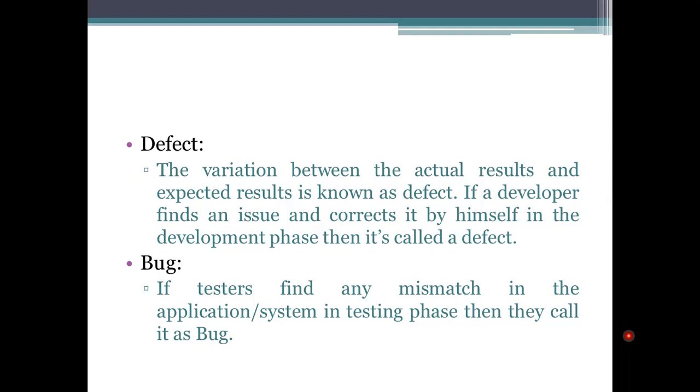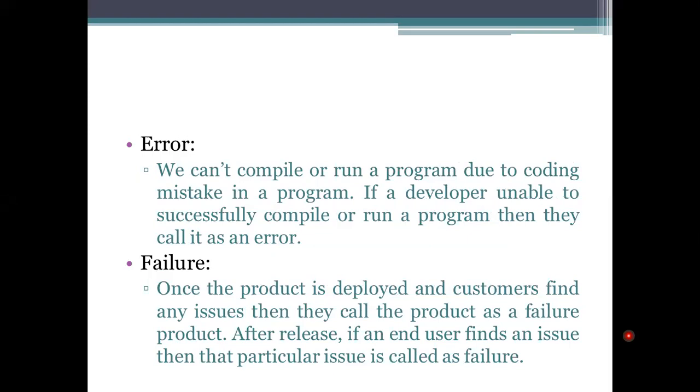So here in the testing phase, if any mismatch is found, mismatch means in the testing phase you are giving some input values and we are getting the output values there. So this is the application oriented one. If you are getting any mismatch in the application oriented one, then we call it a bug here.